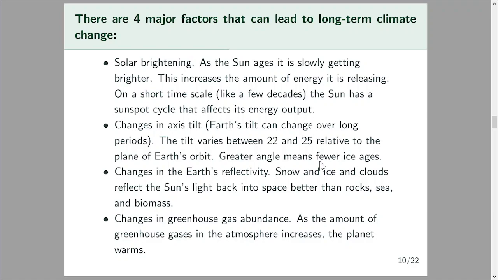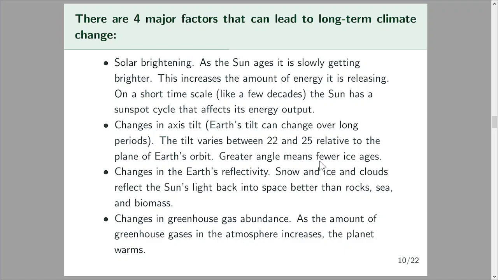Also, things that can influence long-term climate are changes in the Earth's axis tilt. These things happen and are understood by physicists: the tilt of the Earth's axis relative to the plane of its orbit varies slightly over time, and this affects ice ages, as it turns out. The bigger the tilt, the fewer the ice ages. The smaller the tilt, the more.